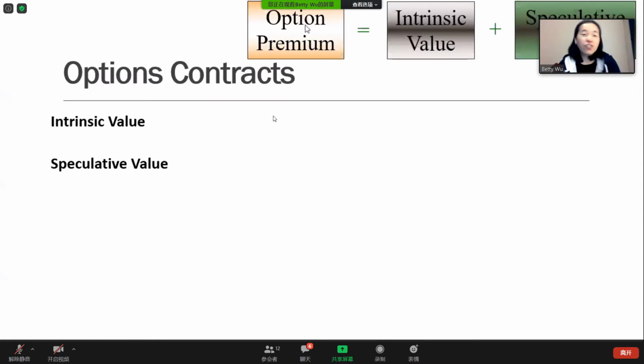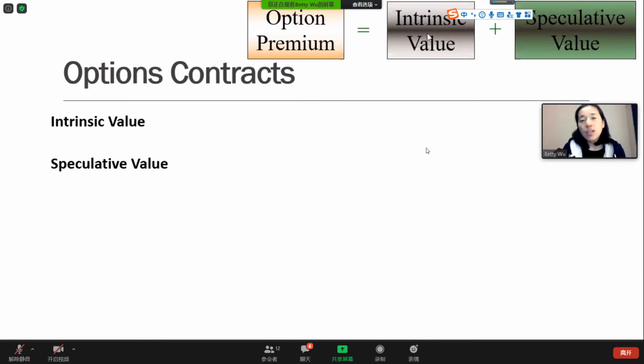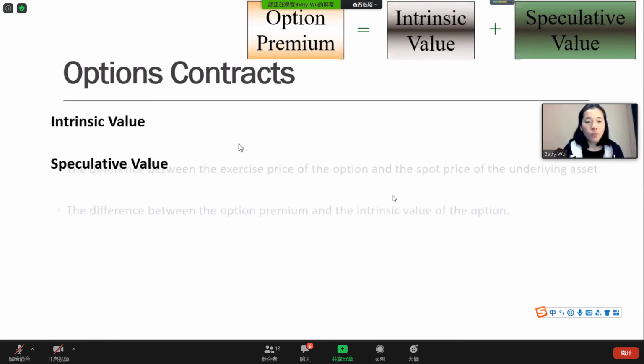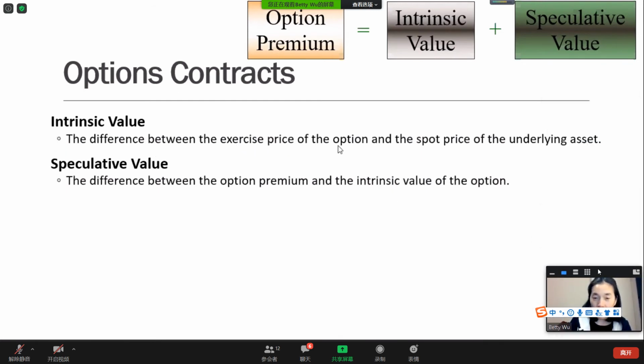Okay. Now, while we're talking about option premium, option price, let's look at it in more depth. The option premium can be decomposed into two components: intrinsic value and speculative value. So what are these two? The intrinsic value is defined as the difference between the exercise price of the option and the spot price of the underlying asset. So it is as if you exercise it right now.